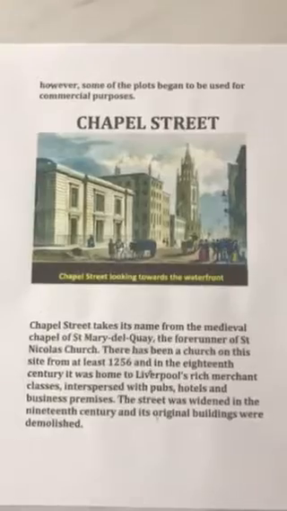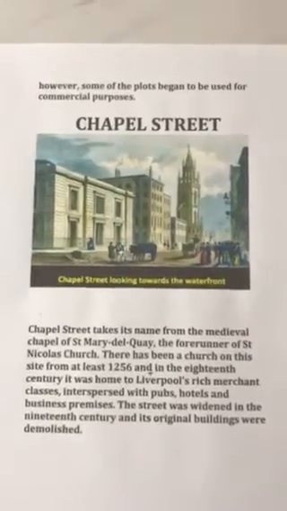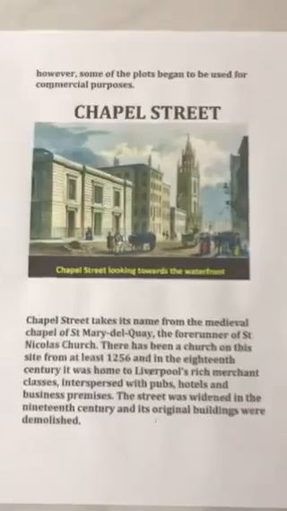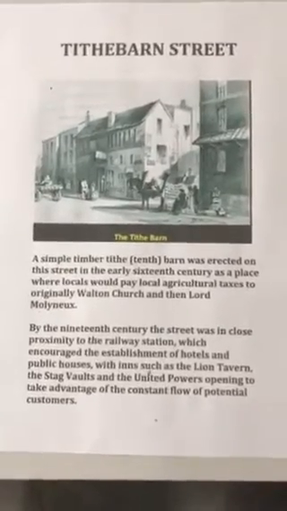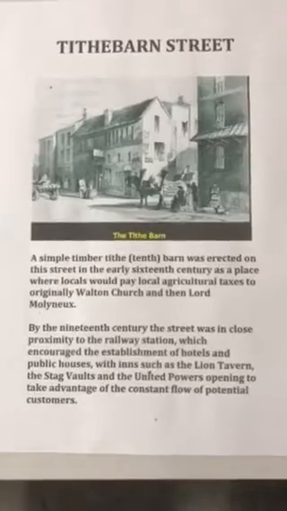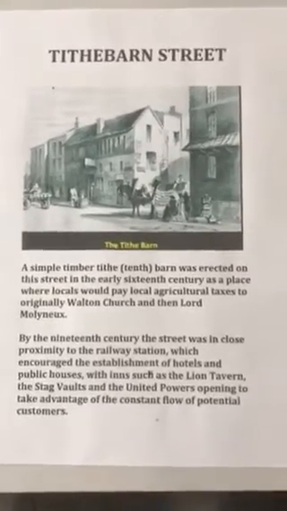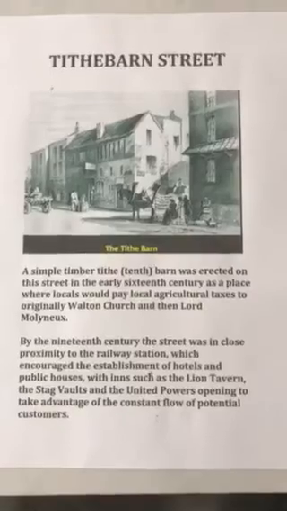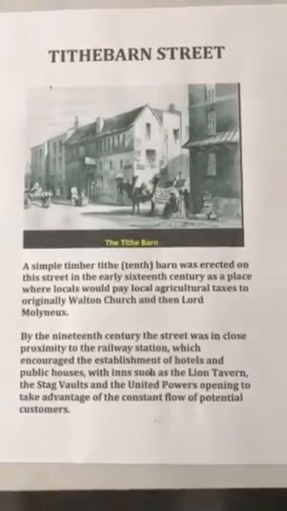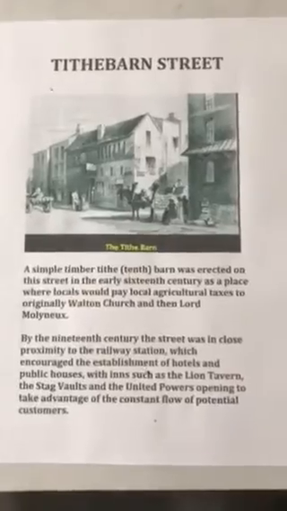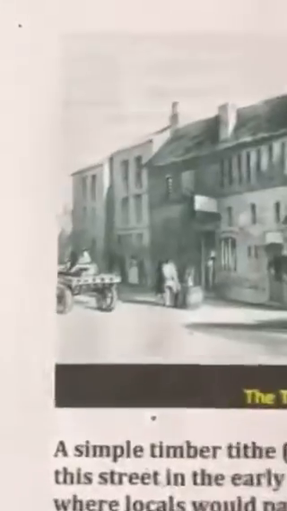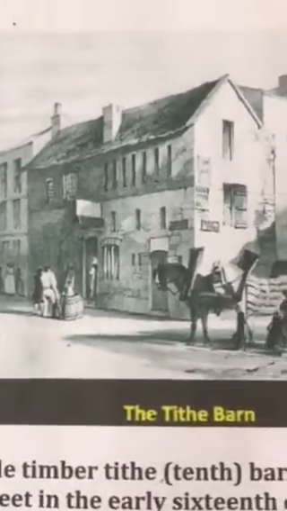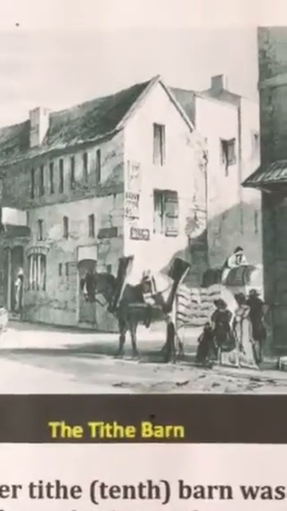So that's a lovely artist's illustration of what Chapel Street looked like around 1800. The next street, still there today, is the famous Tithe Barn Street. A simple timber tithe barn. The word tithe is a corruption of the word tenth. It was a Saxon agricultural tax. So the name Tithe Barn is a relatively common street name in Britain. This is the original Tithe Barn, which gave its name to Tithe Barn Street.